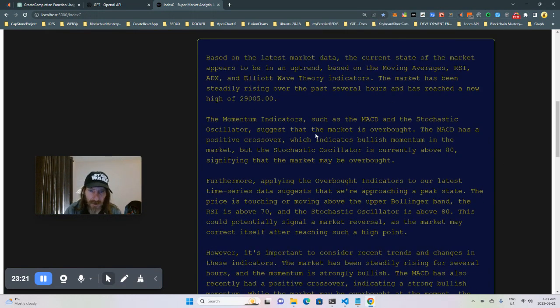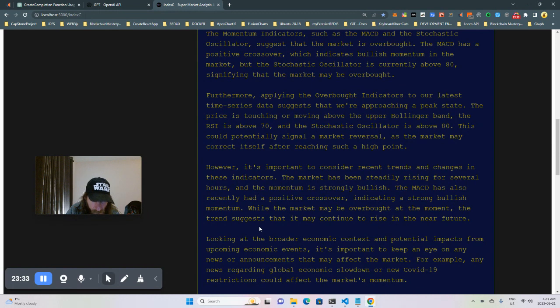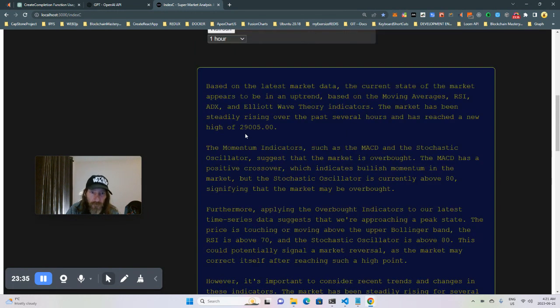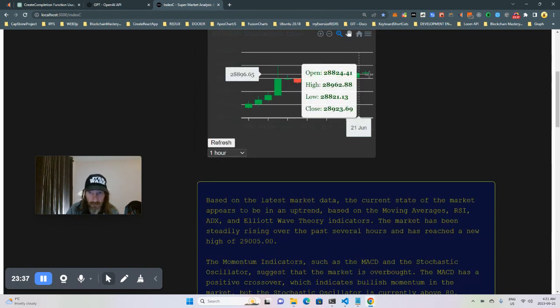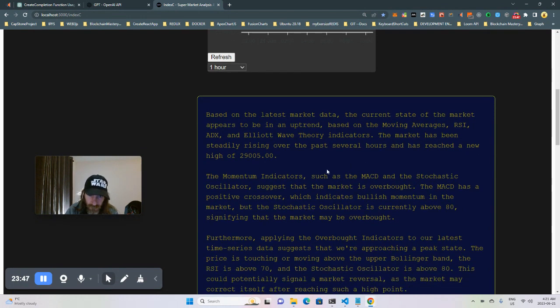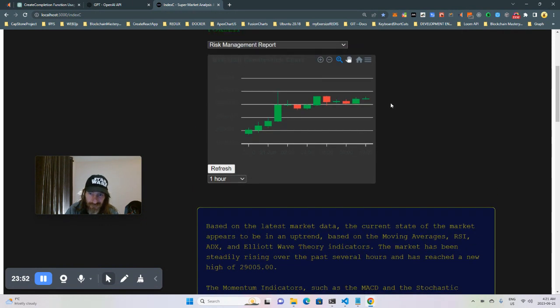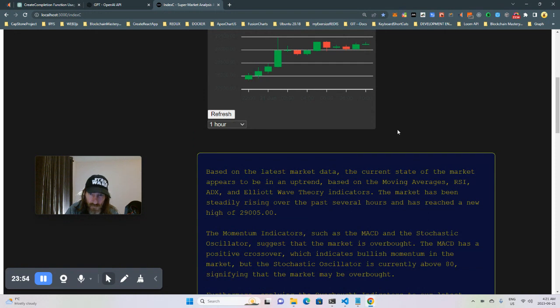Based on the latest market data, the current state of the market appears to be in an uptrend, based on the moving averages, RSI, ADX, and Elliott wave theory indicators. The market has been steadily rising over the past several hours and has reached a new high of 29,005.00. The momentum indicators, such as the MACD and the stochastic oscillator, suggest that the market is overbought. The MACD has a positive crossover, which indicates bullish momentum in the market, but the stochastic oscillator is currently above 80, signifying that the market may be overbought.